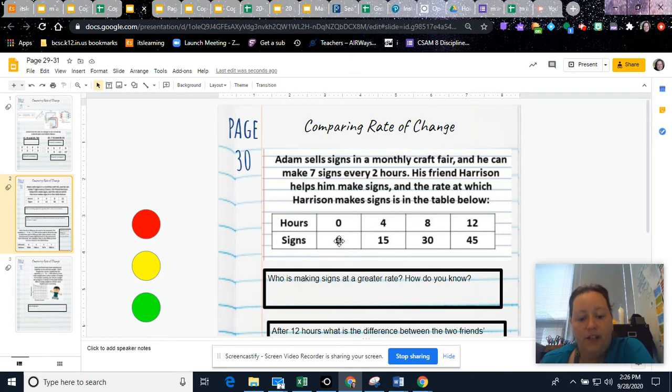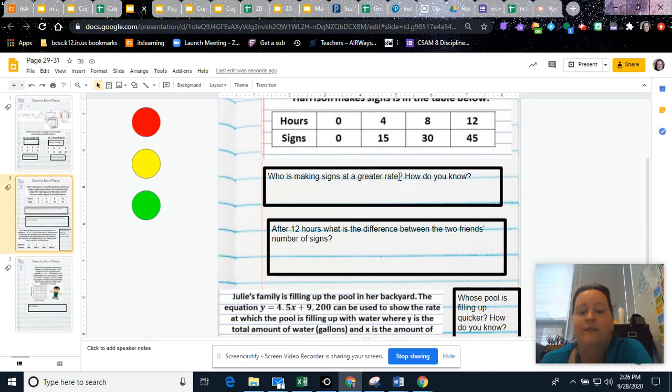So then you can say change in y is 15, change in x is 4. And then if you do 15 divided by 4, you would get 3.75. And so Harrison's making 3.75 signs per hour, and Adam's making 3.5 signs per hour. So who has the greater rate? Harrison does. And how do you know? He has a faster or a bigger rate of change.